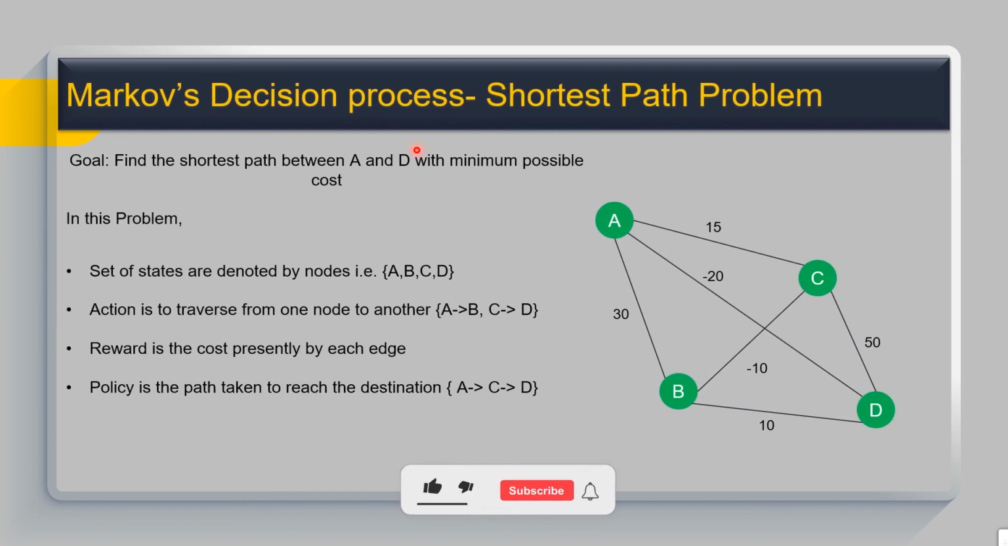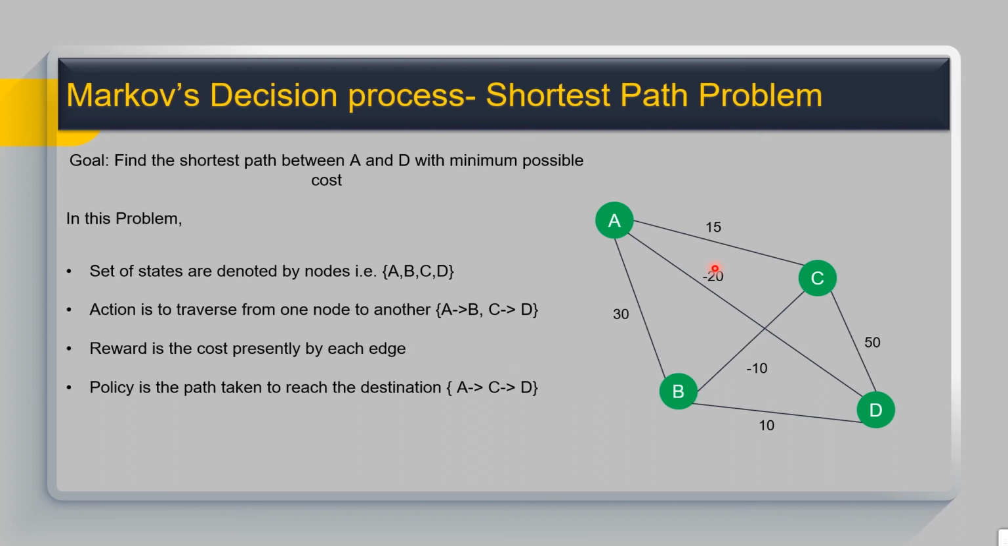Now, let's try to understand this with the help of the shortest path problem. I'm sure a lot of you might have gone through this problem when you were in college. So, guys, look at the graph over here. Our aim here is to find the shortest path between A and D with minimum possible cost. The value that you see on each of these edges denotes the cost. So, if I want to go from A to C, it's going to cost me 15 points. So, let's look at how this is done.